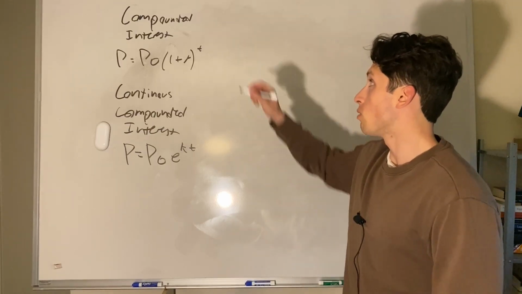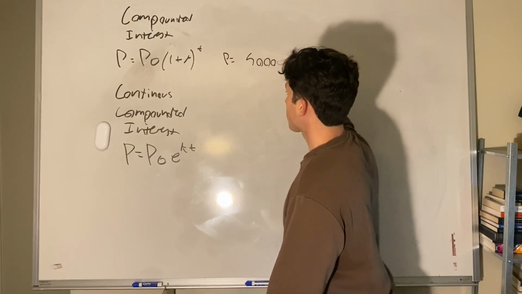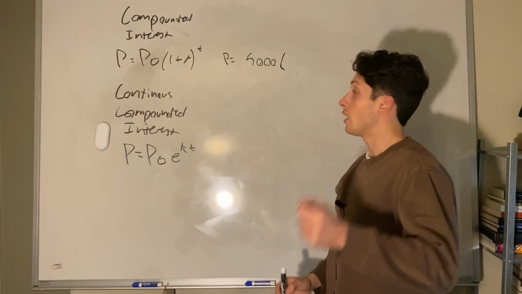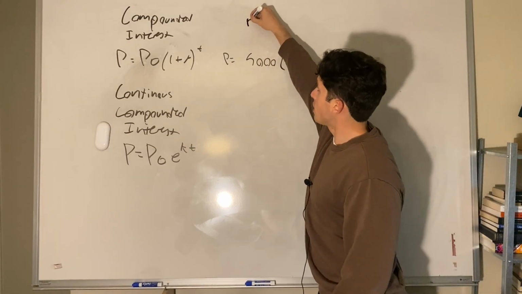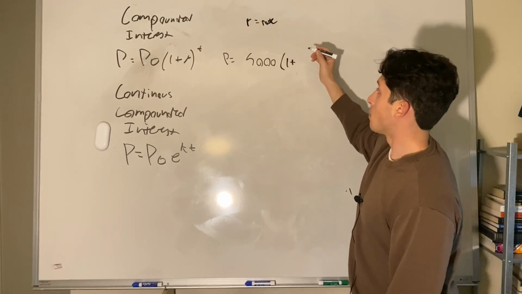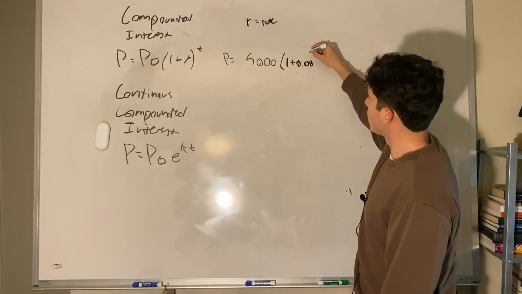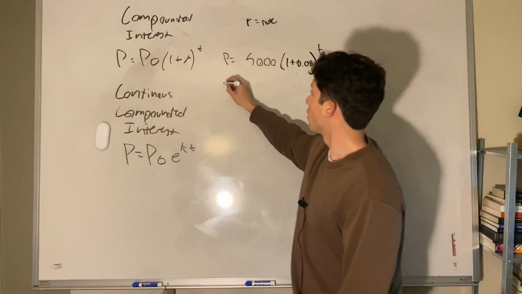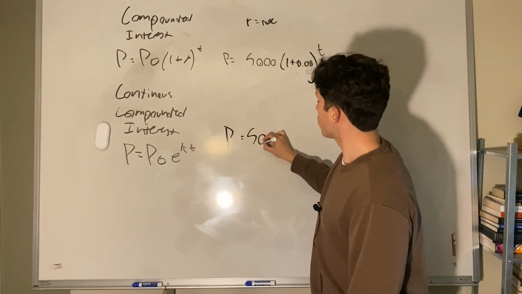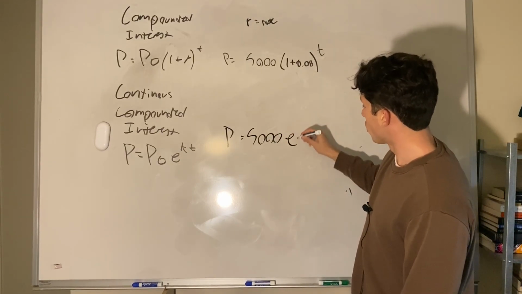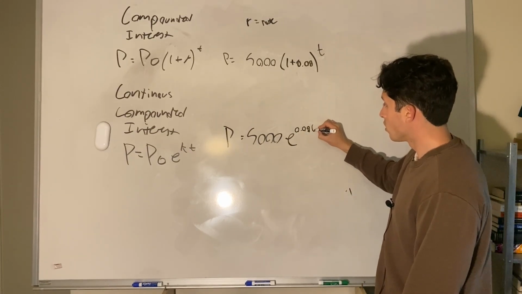Let's do that. Using the compounded interest, you have the initial quantity, $5,000. The interest rate is 8%. That's what we said, right? Therefore, 1 plus r, which is the rate, 8%. 8% in terms of a decimal is 0.08, to the power of t. Now, using the continuous compounded interest, you have the 5,000 as well. You have e to the power of the rate, which in terms of decimals is 0.08, times t.